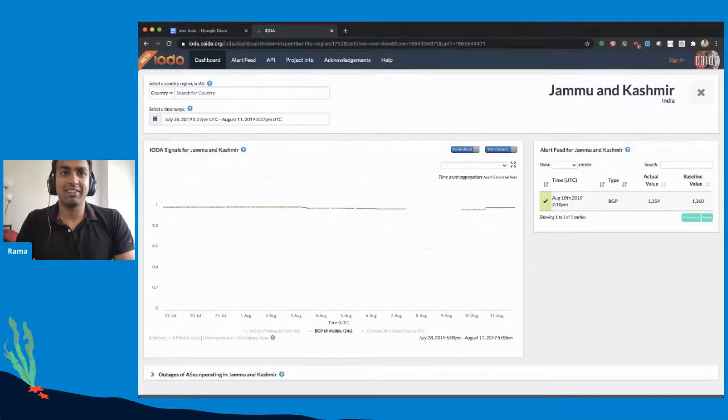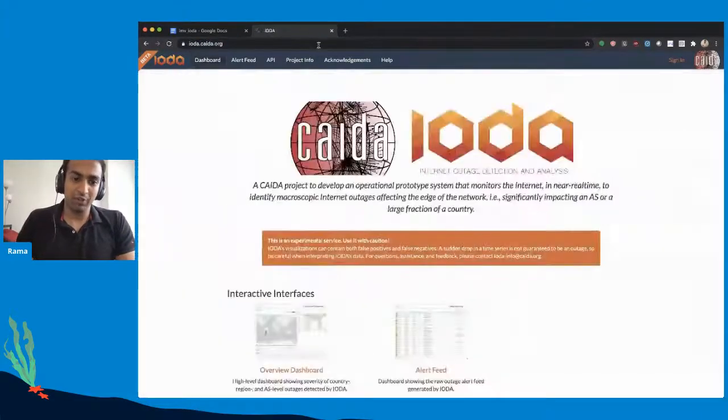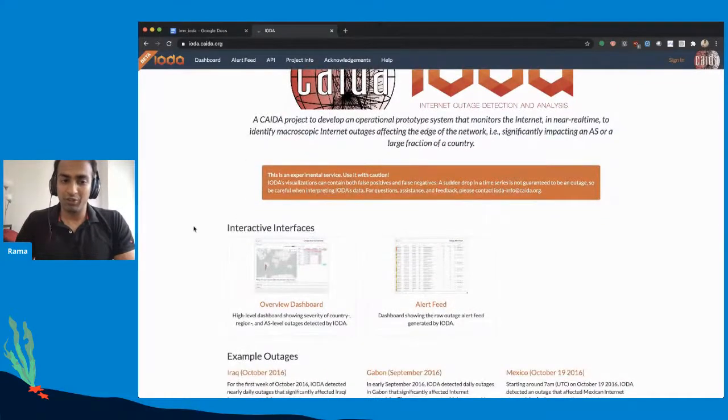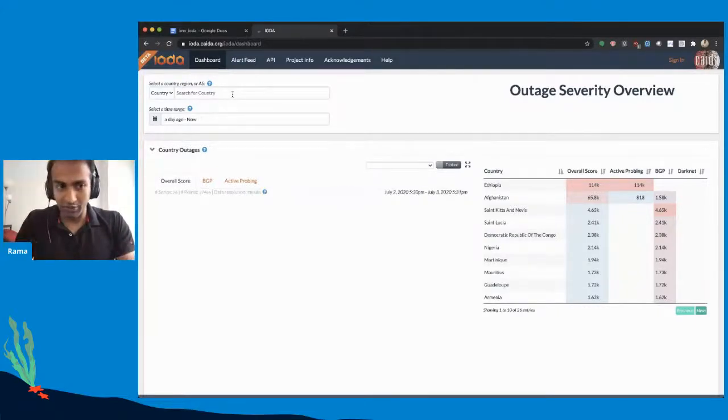Okay, so this is one example of a shutdown which it's possible to see in IODA, but it's not as crystal clear. But there are other larger pitfalls in IODA. One specific pitfall is that we must remember that IODA detects internet outages, and these internet outages could also be due to other causes, such as massive power outages. For example, last year in Venezuela, in March, there was a really, really large power outage, not an internet shutdown event, just a power outage.